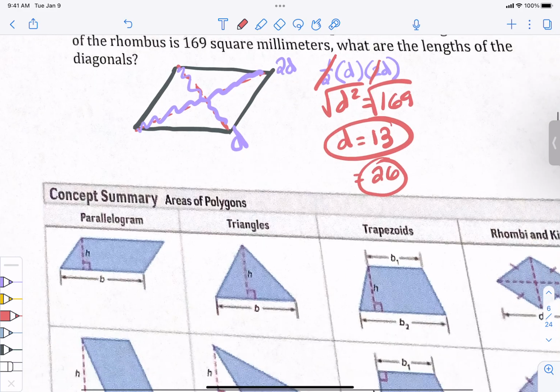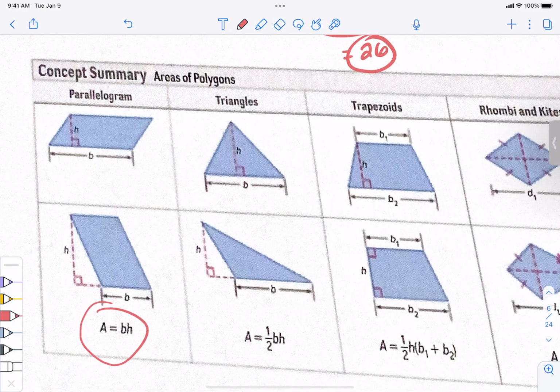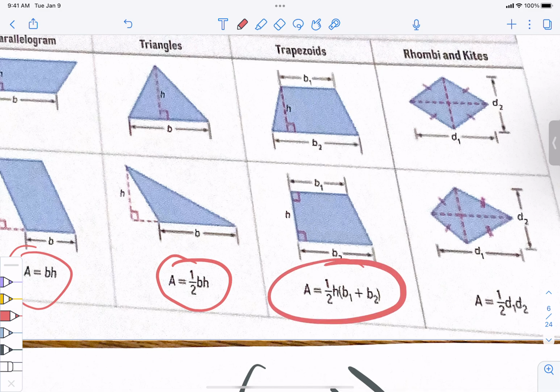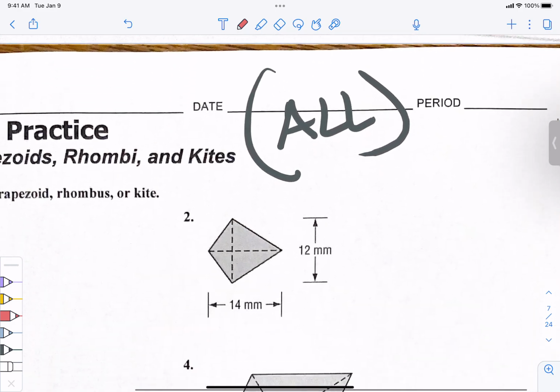Okay? Then it has the summary. So parallelograms, base times height. Triangle is 1/2 base times height. Trapezoid is this guy. And rhombus and kite are this guy. So that's just a summary of all of the formulas. Okay? We will not take a chapter test over this. We will have these, though, on the semester test. But you will not need to memorize any of these formulas because we're going to write them on your review packet. Okay? Good? All right, so there's that.